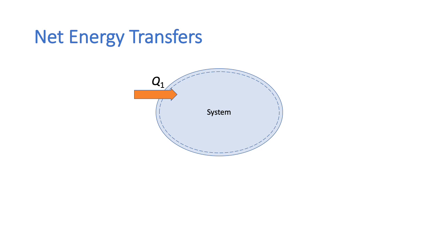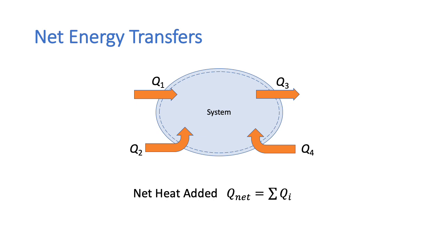We can have multiple streams of heat transfer to a system, and we'll denote this by Q1, Q2, Q3, Q4, and so on. If we add all of these up, that is the net heat added. In the same way, we can also define the net work done, W net, by summing up all the streams of work.